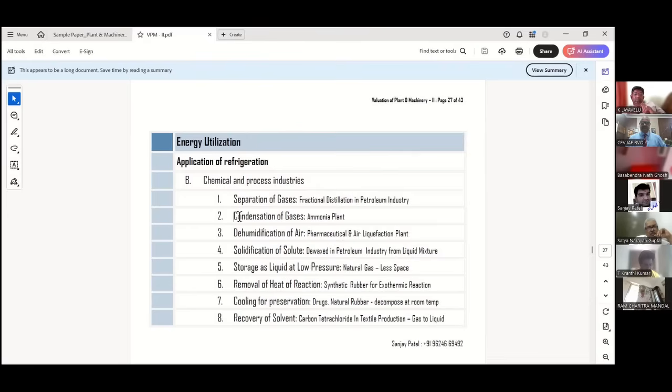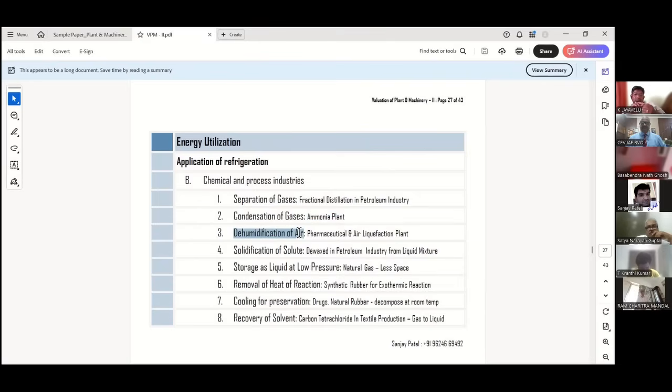Okay. Condensation of gases for transportation, just like in an ammonia plant. At low temperature, ammonia gas becomes liquid ammonia. It is easy to store, requires less space, and is easy to transport from one place to another.